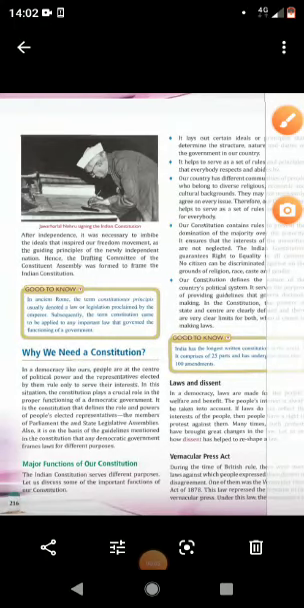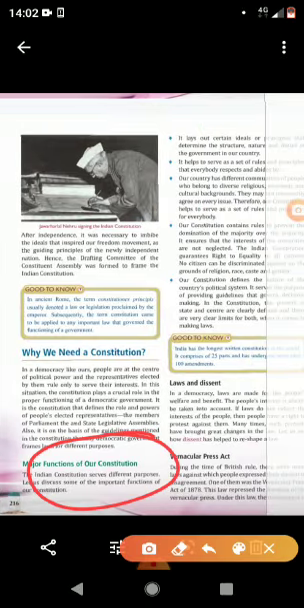So let's discuss another topic, major functions of our constitution. Here certain functions are given, and for understanding more clearly we should take the help of a flowchart.